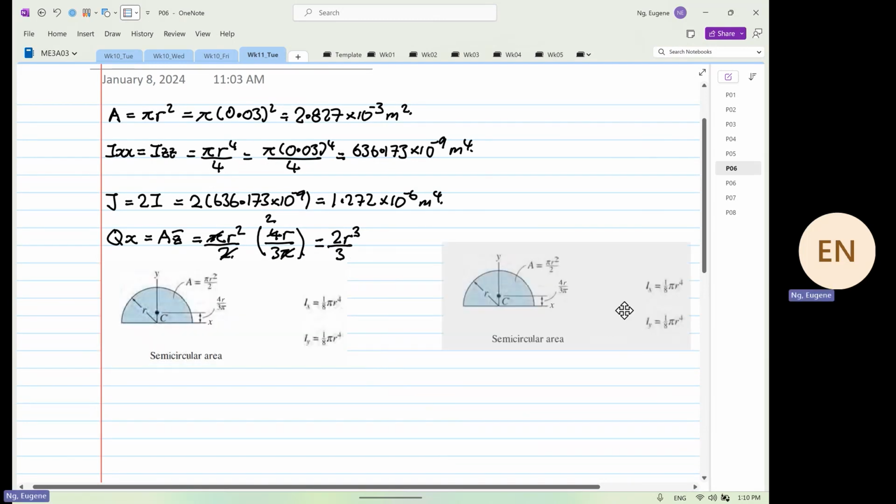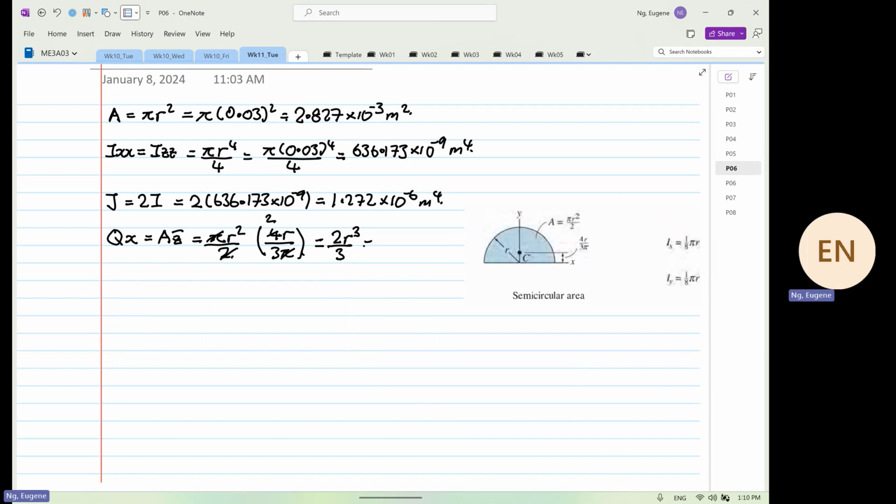Okay, so from here, now I'll put the formula down here. So this will be equal to 2 multiplied by 0.03 cubed divided by 3. So this is equal to 2 times 0.03 power of 3 divided by 3 is equal to 18 times 10 to the power minus 6 meter cubed. Okay. So the first thing we're going to find is our stress Y, which is equal to minus Py over A. Okay. So Py is equal to minus what?